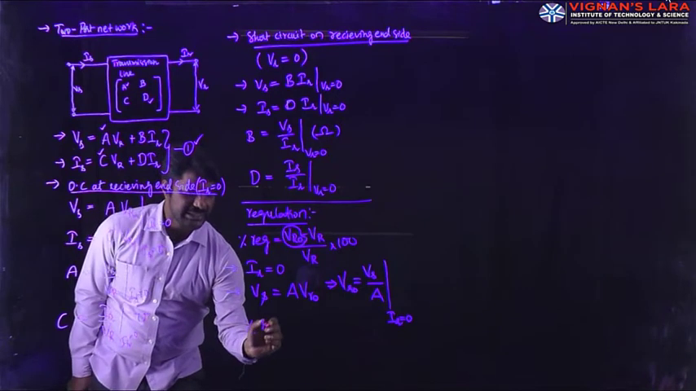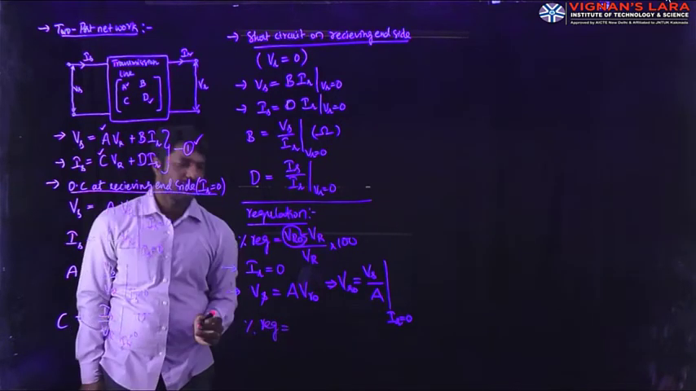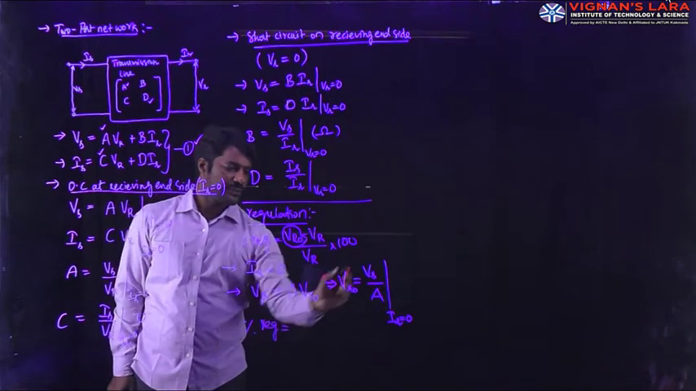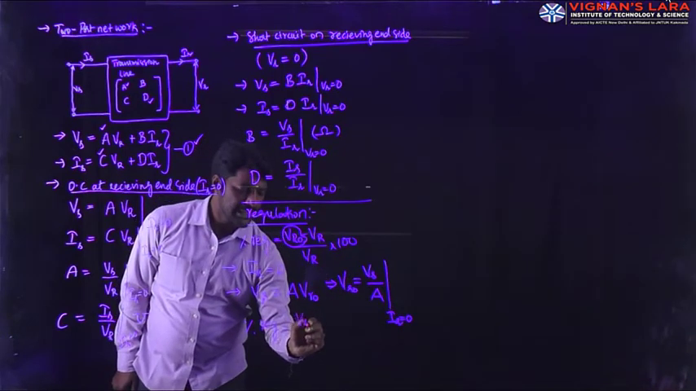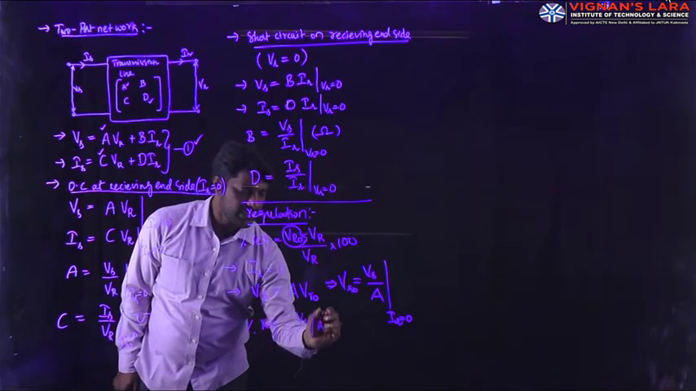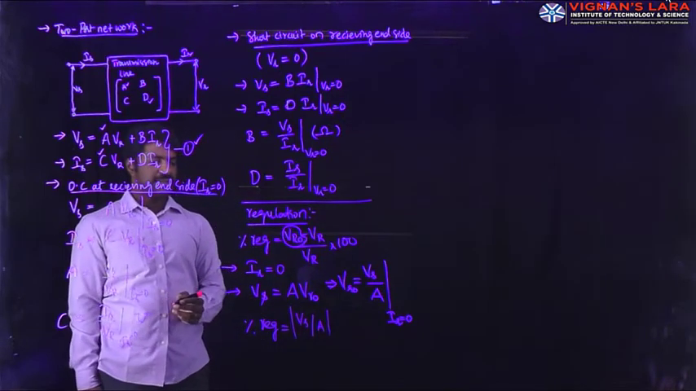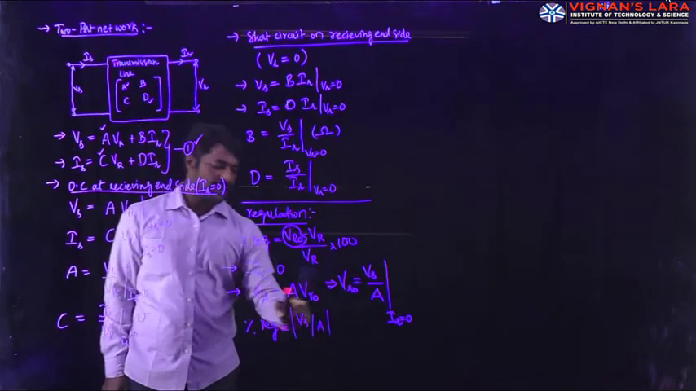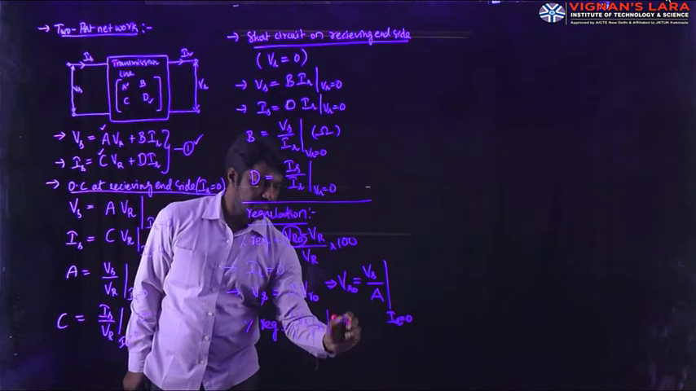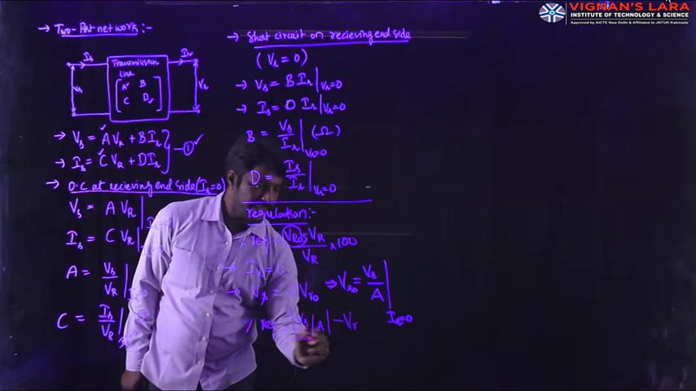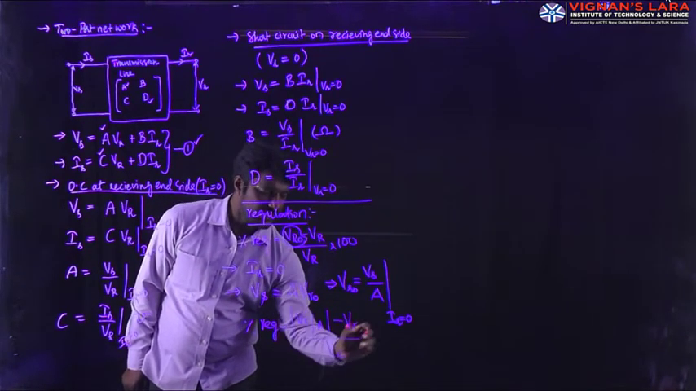Therefore, percentage regulation is equal to VR naught, which is equal to Vs by A. Consider only magnitude, because in regulation we will see only the magnitudes. So percentage regulation is VR naught minus VR, divided by VR, into 100.